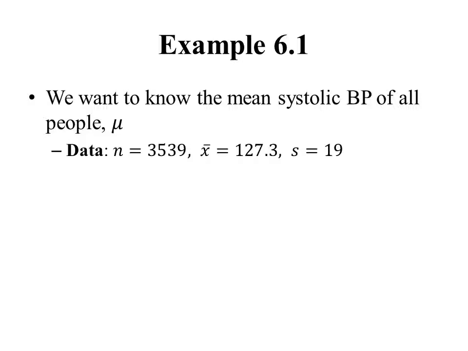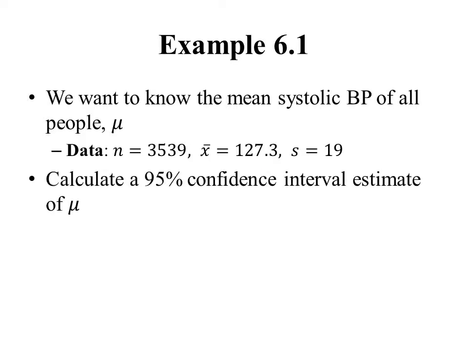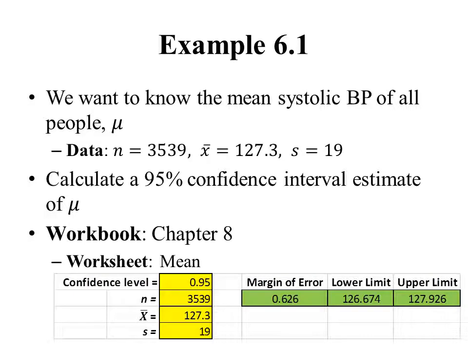So we go out and get a sample of 3,539 people. We take the blood pressure of each. We calculate a mean blood pressure of 127.3 and get a standard deviation of 19. Let's use this information to calculate a 95% confidence interval estimate of mu. This is what we did in chapter 6 when we talked about confidence intervals. To perform this calculation, we could use the workbook chapter 6, but I've actually put this worksheet in the workbook chapter 8.